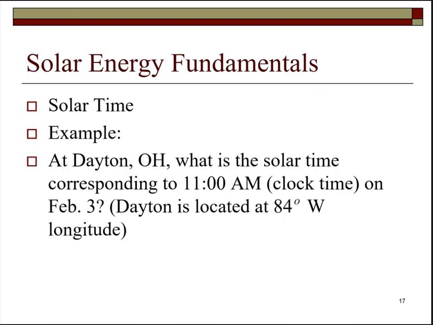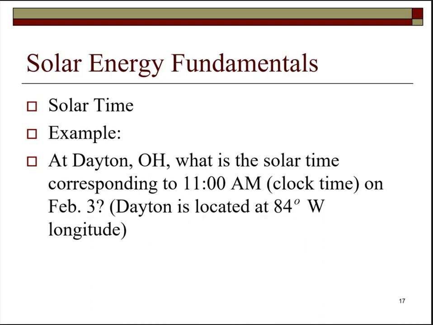Let's do an example. Let's assume it's 11 a.m. clock time on February 3rd in Dayton, Ohio. We first must account for the difference between the meridian of the Eastern Time Zone and the meridian through Dayton. The Eastern Time Zone meridian is at 75 degrees west, and Dayton is at the meridian of 84 degrees west. If we take 75 minus 84 and multiply the difference times 4, we obtain minus 36 minutes.